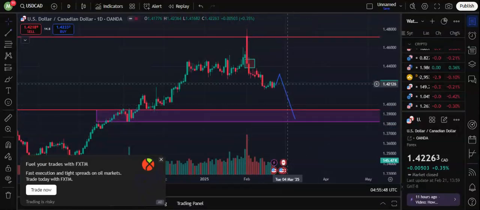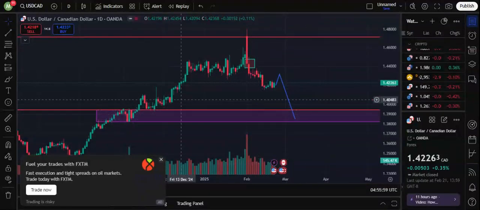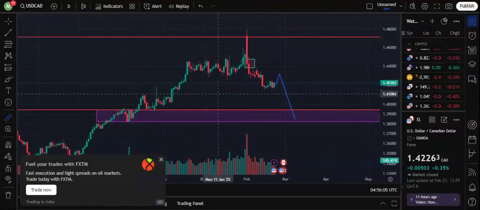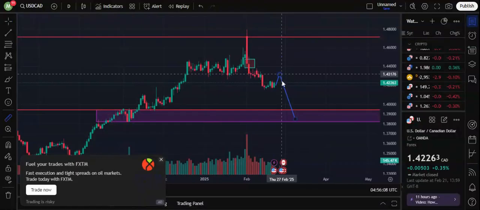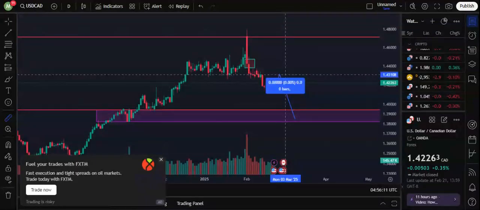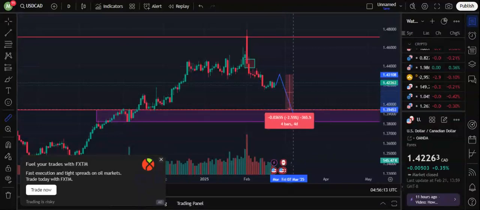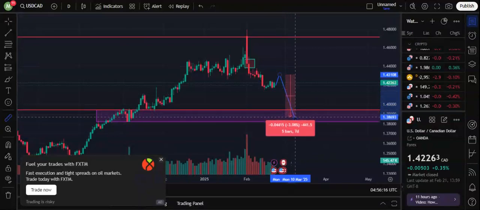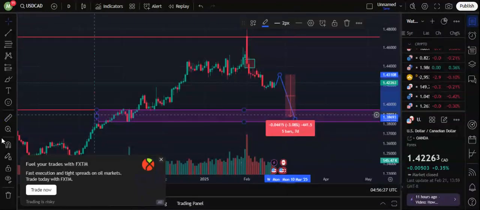So for the short-term sell, we want to see price go to this area, and then we should see it sell down before we start buying. So let me see how many pips. Okay, that's about 441 pips.